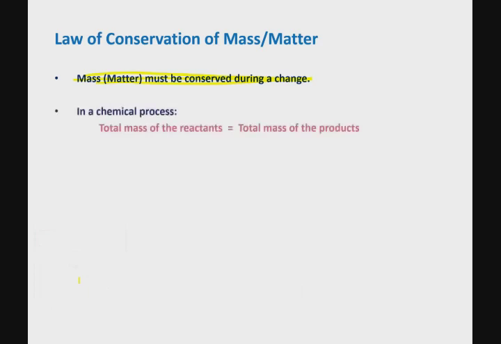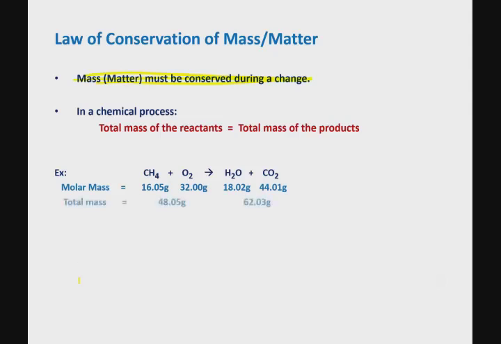For example, basically that means that the total mass of the reactants must equal the total mass of the product. This is extremely important whenever you write any reaction equation. So for example, if you take this equation where methane CH4 is undergoing combustion to produce water and carbon dioxide, and if we add up their molar masses, we see that even though we used a total of 48.05 grams of reactants, we ended up with 62.03 grams of the products.